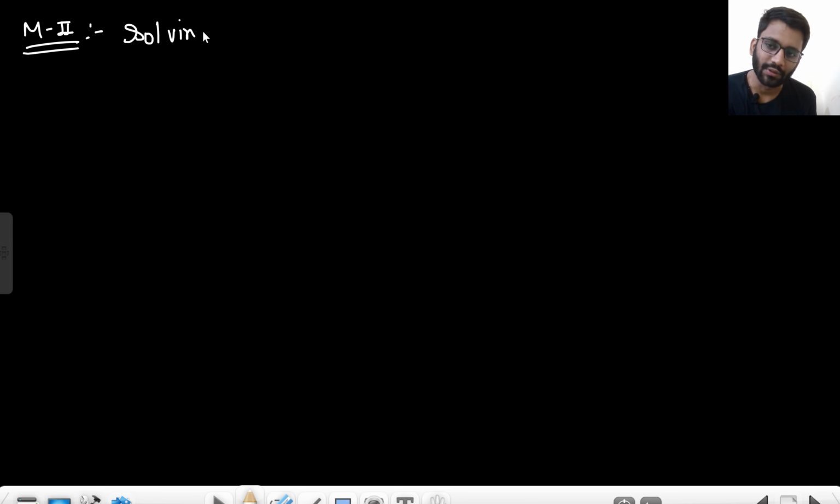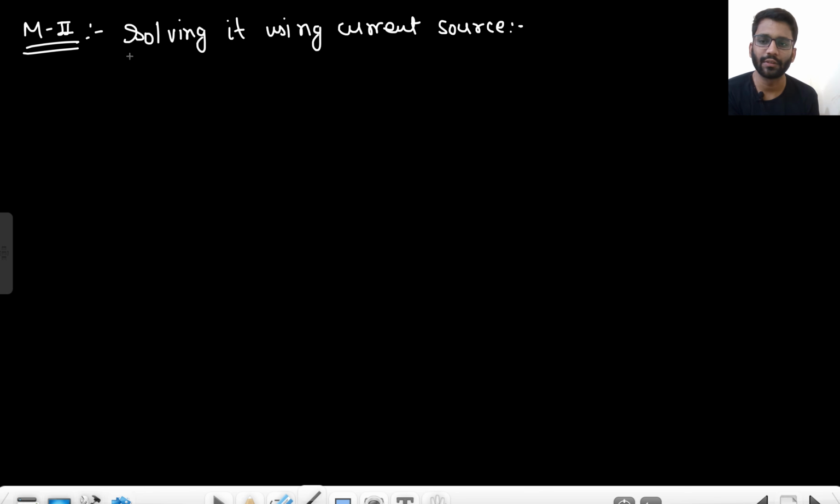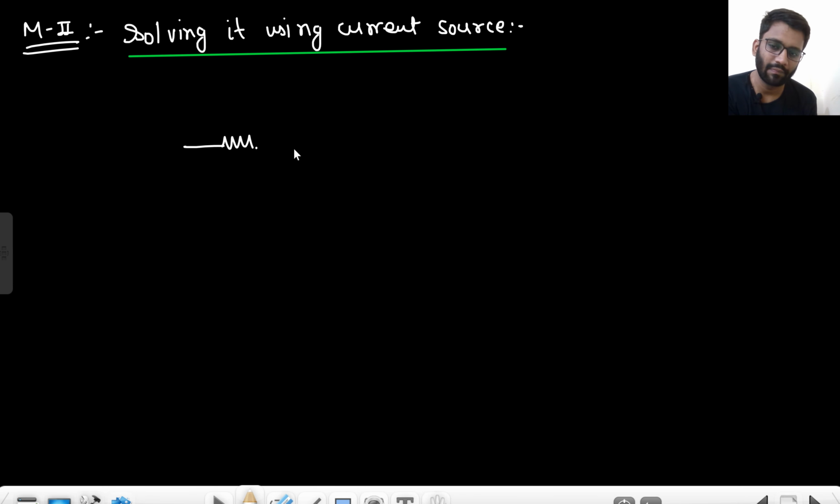Solving it using current source. Okay. Now we will solve it using the current source. This is A and B, right? This is ground. This is also ground. I have to find the equivalent across AB, right? So what I will do, I will apply a current source and will measure the voltage across it. Direction should be this.